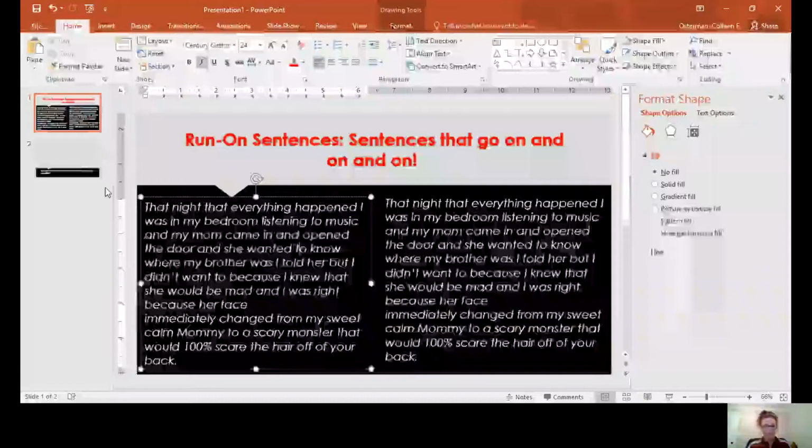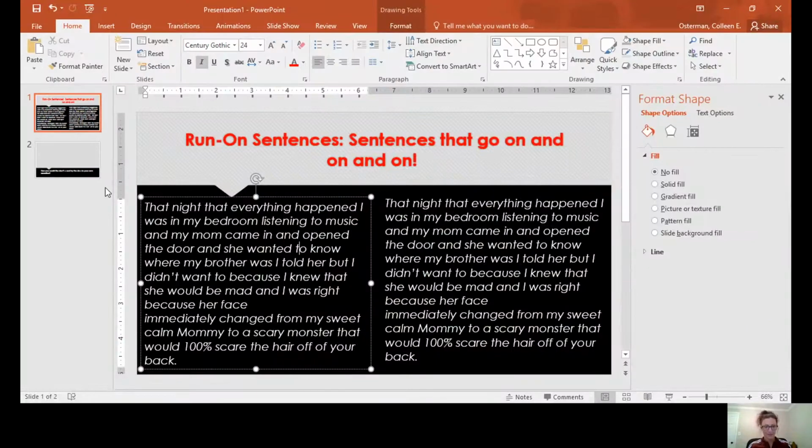Total run-on sentence, no periods. And it violated the 3 rules, okay? There were lots of subjects. That night that everything happened, I was in my bedroom listening to music, and my mom came in and opened the door, and she wanted to know where my brother was. I told her, but I didn't want to because I knew that she would be mad. I was right, okay? Lots of subjects.